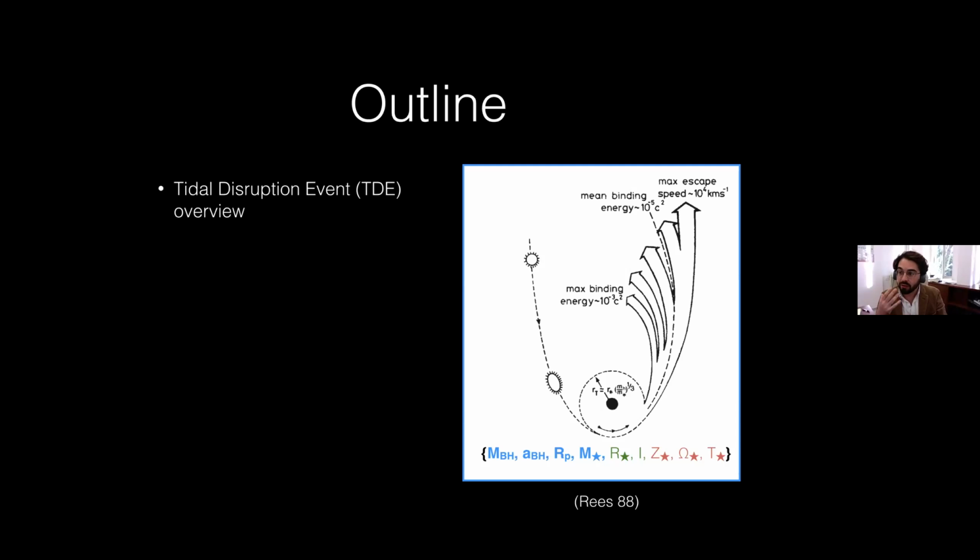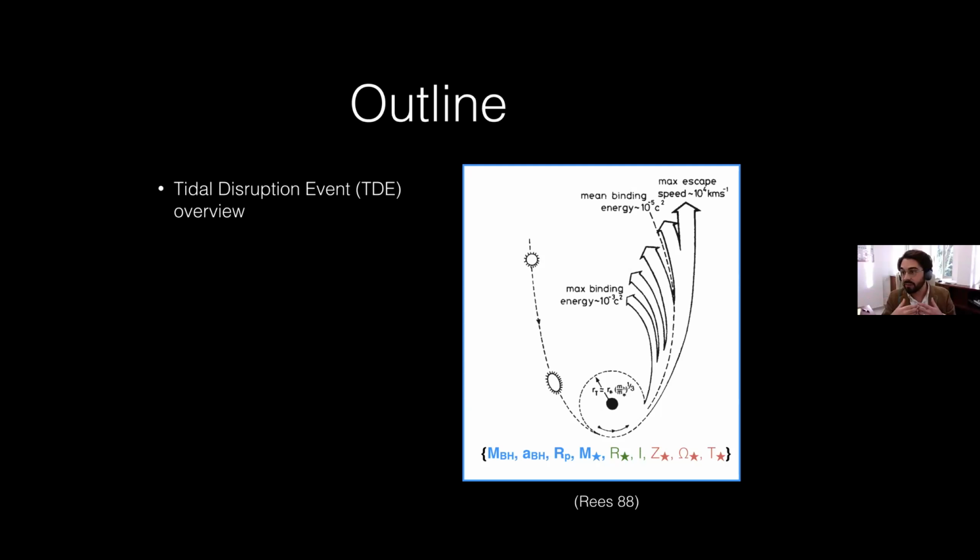But regardless, there's a critical radius known as the tidal radius. This is just the radius of the victim star times the cube root of the mass ratio. And if the star's pericenter falls inside this tidal radius, the star is unable to maintain itself in hydrostatic equilibrium. It will get torn apart and spaghettified into very elongated, dynamically cold debris streams.